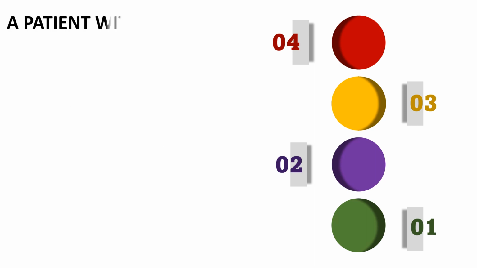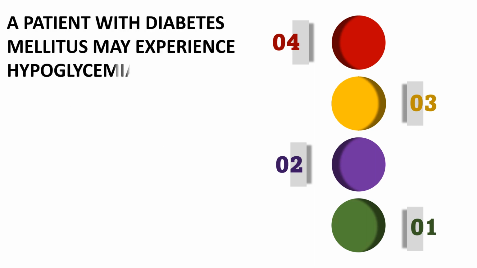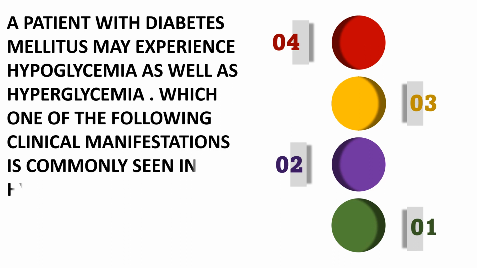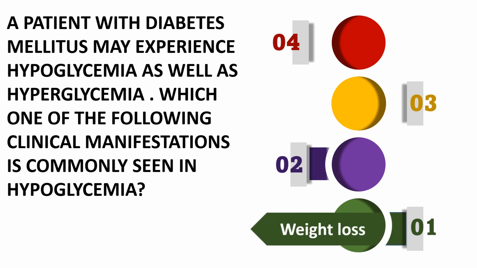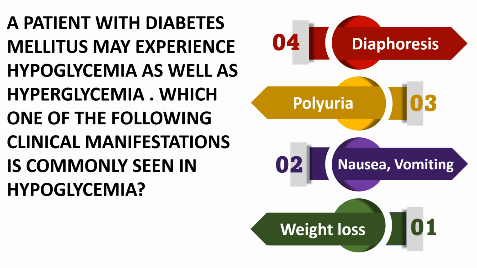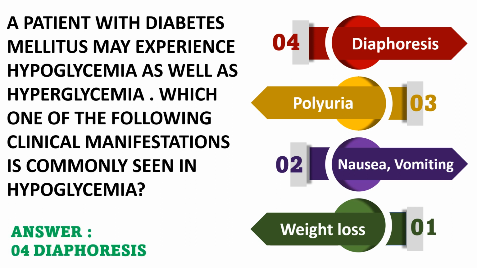Question number 1. A patient with diabetes mellitus may experience hypoglycemia as well as hyperglycemia. Which one of the following clinical manifestations is commonly seen in hypoglycemia? Option 1, weight loss. Option 2, nausea and vomiting. Option 3, polyuria. And option 4, diaphoresis. And the correct answer is option 4, diaphoresis.